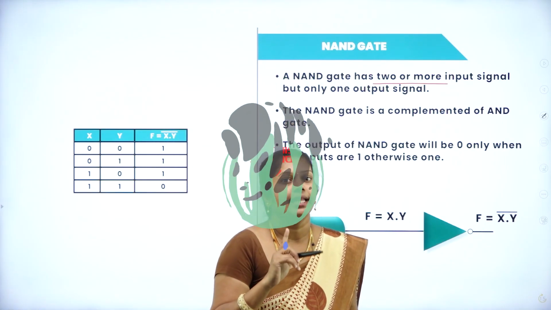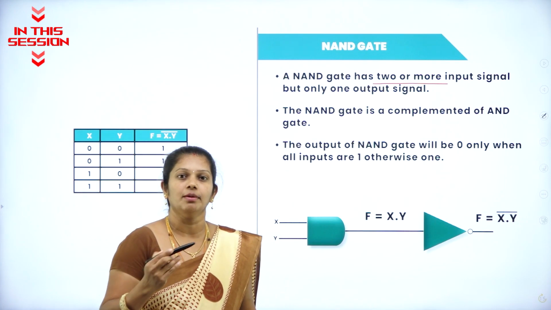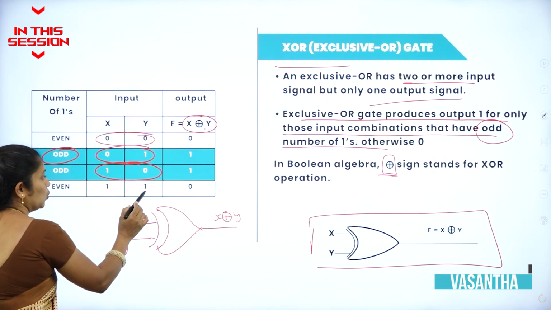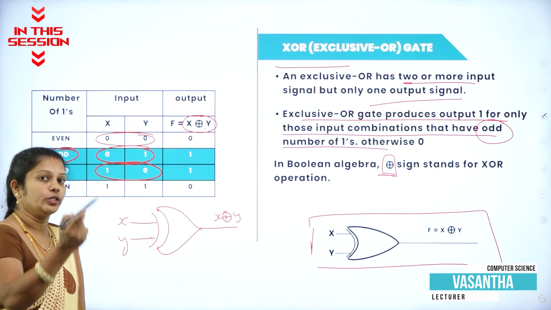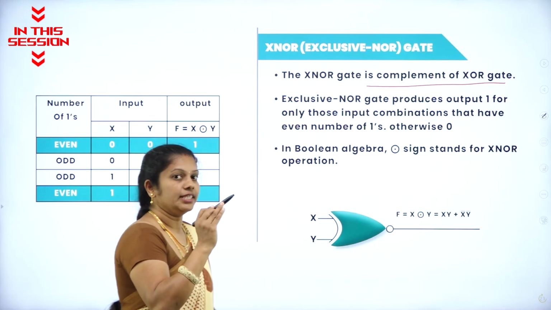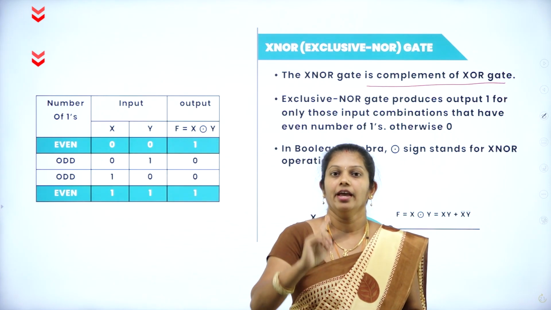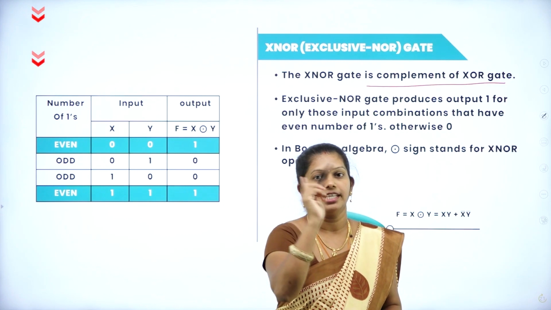Only the NOT gate takes a maximum of 1 input. The remaining gates all take a minimum of 2 inputs. See the second case: how many times do we have 1 here? 2 times. 2 means it is even. For even, you write 0. In the exclusive OR gate, we count how many times 1 is there. If it is an odd number of times, then we write 1.